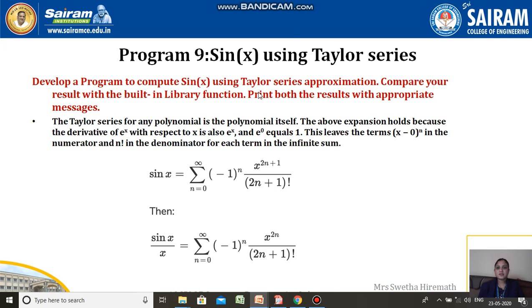Before going to the actual code, we will see what actually the Taylor series is, and how we are going to find it with the help of the function. The Taylor series for any polynomial is a polynomial itself, that is, it is a recurring function. The above expansion holds because the derivative of e to the power of x with respect to x is also e to the power of x, and e to the power of 0 equals 1. This leaves the terms x minus 0 to the power of n in the numerator and n factorial in the denominator for each term in the infinite sum.